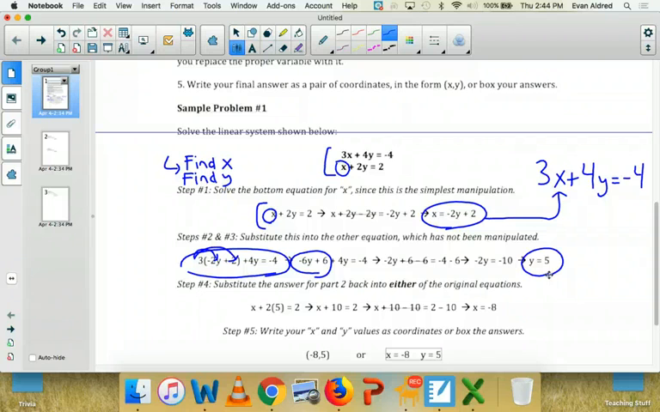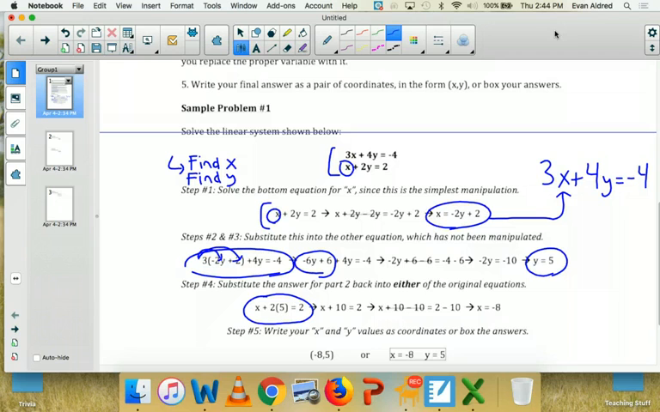So you choose either of the original equations, and where you see a y, you plug 5 in. Down here, we can see that we've chosen the bottom equation, the one that we originally manipulated. Where I see a y in that equation, I've replaced it with 5. So x is equal to negative 2 times y plus 2. We know y is 5, so x is equal to negative 2 times 5 plus 2. So x plus 10 equals 2. We move our 10 over, and we get x equals negative 8. This question didn't ask us to write coordinates, but if it had, we would have written it as negative 8 comma 5. And that's the first one.